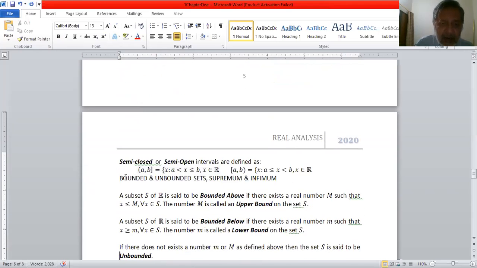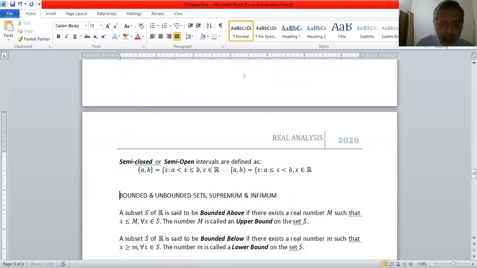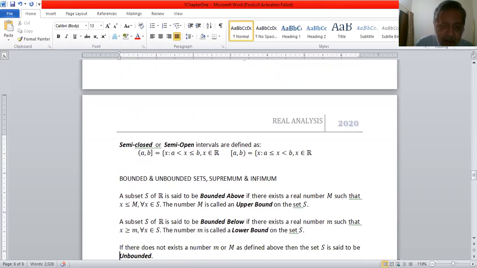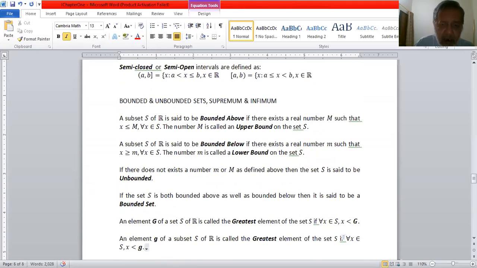Semi-closed and semi-open intervals से भी आप लोग familiar हैं. This is something that I will necessarily discuss. Bound and bounded sets, supremum और infimum, ये terminology सुनी है आप लोगों ने? No sir. Yes or no? No sir, ये supremum और infimum नहीं सुना. Least upper bound, greatest lower bound, सुना है सर, सुना है। सुना है?